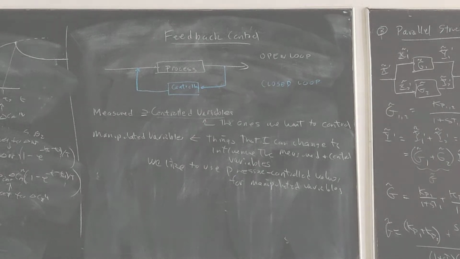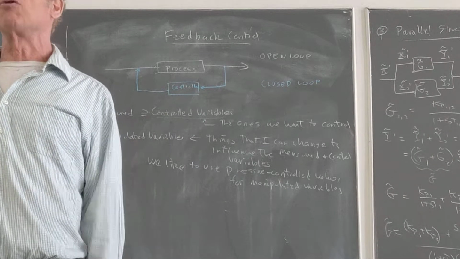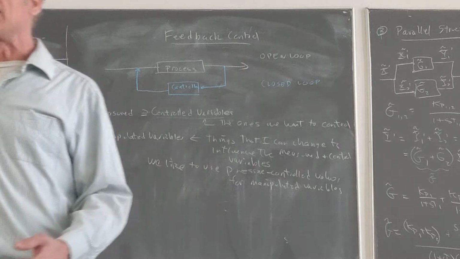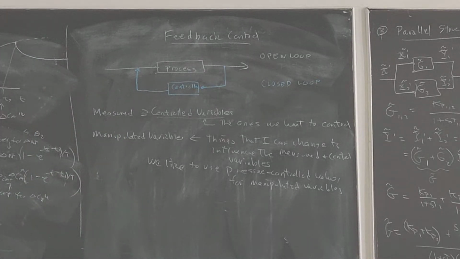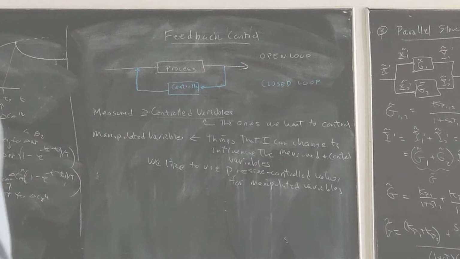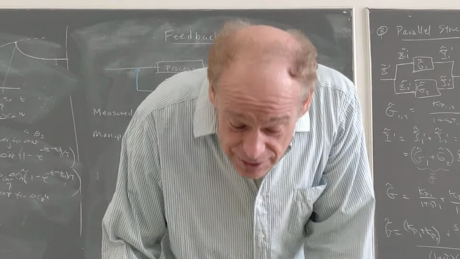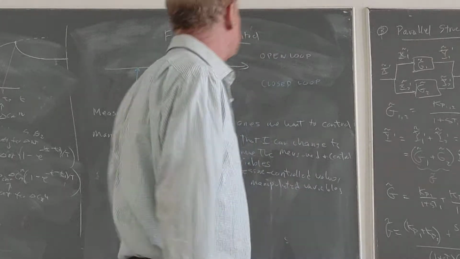So if it's a nuclear reactor and you're sitting in a control room, you don't have to run down to the reactor and turn a valve. Your control room could be a mile away. What else? Then you have disturbance variables.